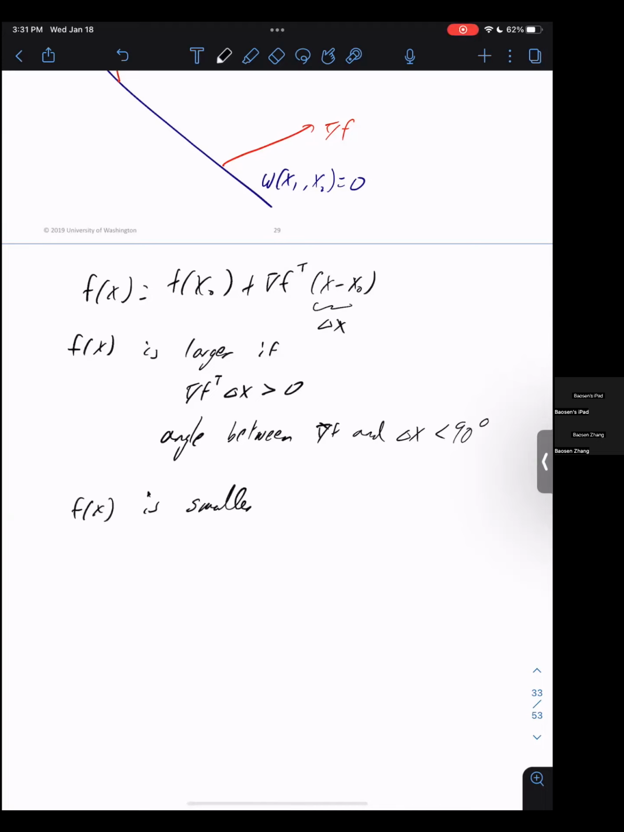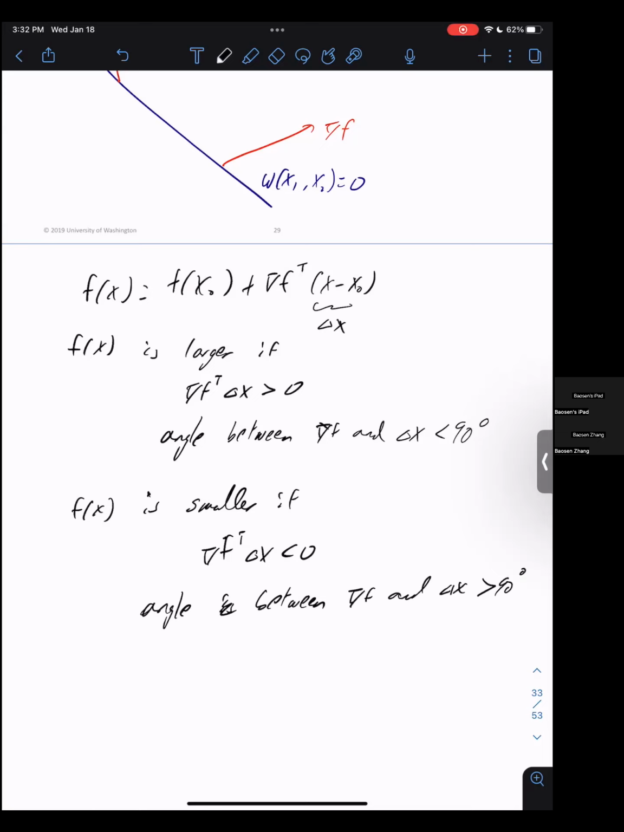Smaller, if I can make this angle larger than that, right? So this is smaller if this product is negative, so the angle of delta x is larger than 90 degrees, right? Then you make an obtuse angle, then you can decrease the functional value. Okay, that's clear. The point is you don't have to move along the gradient. As long as you move at the right angle, then this works.